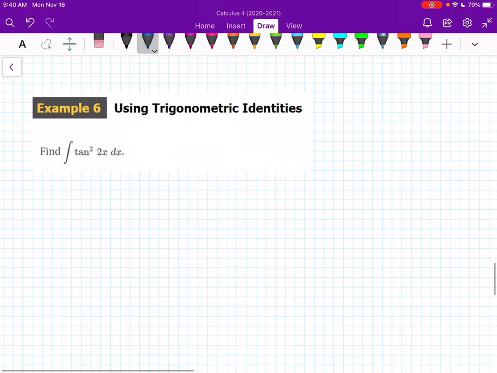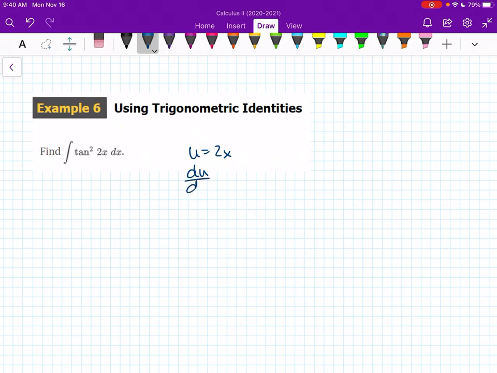Last example, we are going to find the integral of tangent squared of 2x. And so this one can get a little tricky. We don't have tangent squared listed on our basic trig identities. So the first thing I'm going to do is set u equal to 2x.